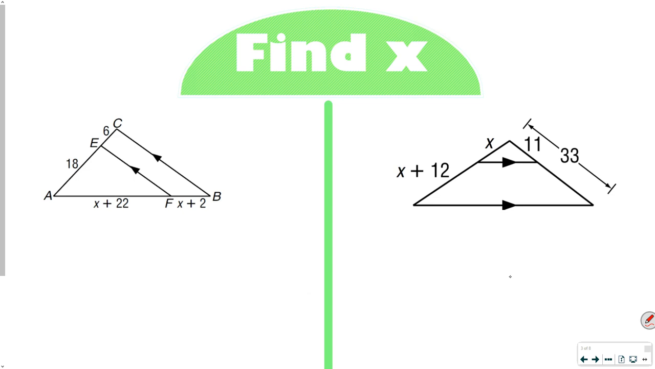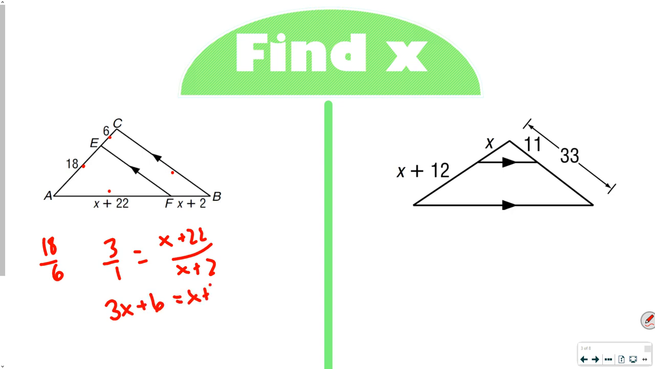Again, you can do side to side with the whole triangle or part to part. For this particular one, I will do part to part just to show you that it works. We have part to part 18 to 6, which I'm going to simplify to 3 to 1. Make sure you stay consistent. I did this part over this part, so that part over that part is x plus 22 over x plus 2. When we cross multiply, don't forget to distribute. So you have 3x plus 6 is equal to x plus 22. Subtract the x is 2x, subtract the 6 is 16, divide by 2, and x is 8.